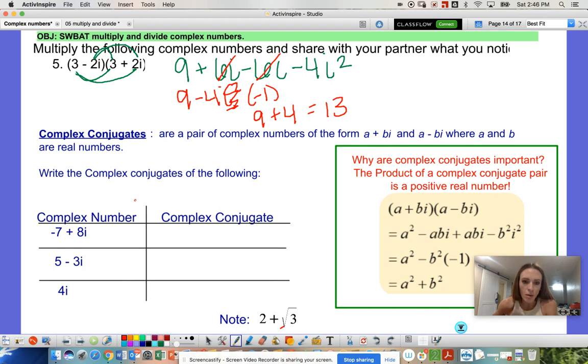Okay, so the complex conjugates of these numbers, if we want a positive real number, is negative 7 minus 8i. A lot of kids will change the sign in the front as well, and that does not work. So make sure when you FOIL it out, you get positive real numbers. Bottom one would be 5 plus 3i, and 4i would just be negative 4i. Okay?